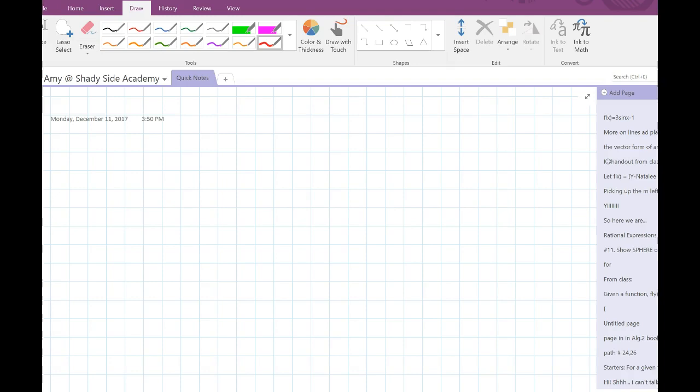Look at the chart. The first column says what's the y-intercept. The second one says number of x-intercepts. Okay, then what's the degree of the function? What's the leading coefficient of the function? Then it says end behavior.